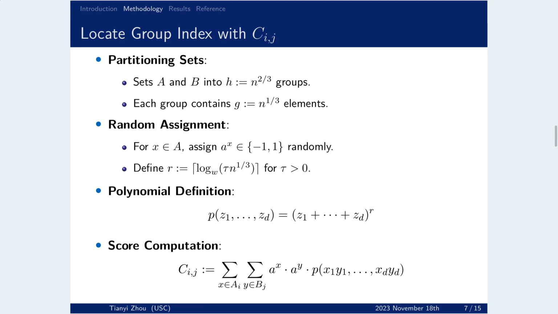And we define r as log of tau times n to the power of 1 over 3 based on omega for tau greater than 0. And then we define a polynomial function p as the following. So this polynomial will play a key role in our scoring mechanism. For each pair of groups i and j, we compute a score C_ij defined by the following.